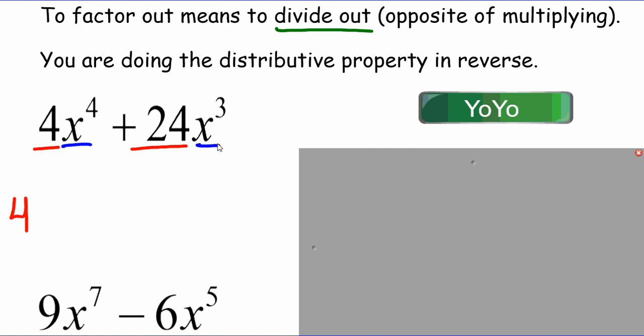What about the variables? This has 4 x's, this has 3 x's. What's the most I could divide out of both? Here's an analogy I like to use when teaching this.